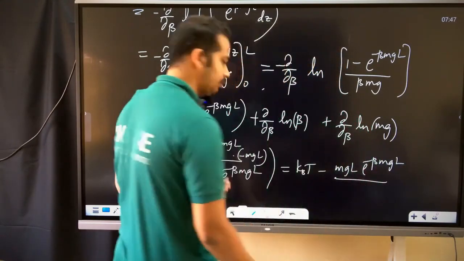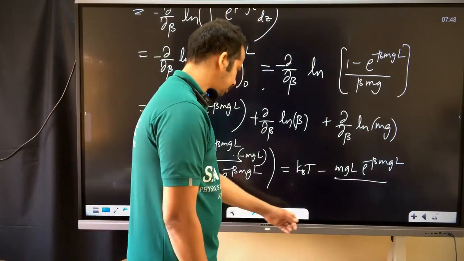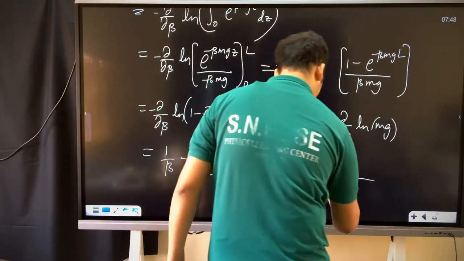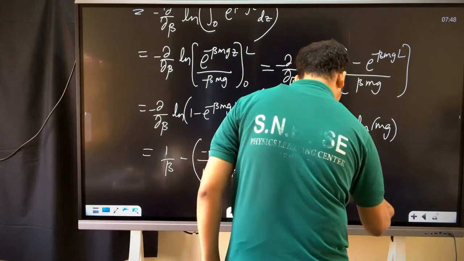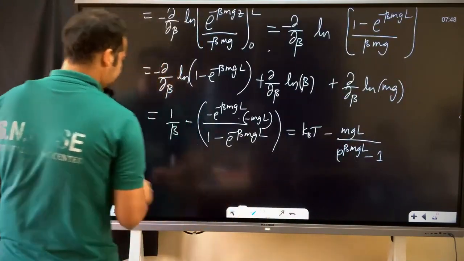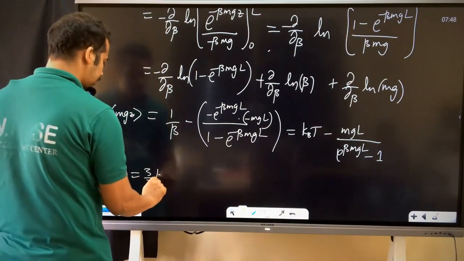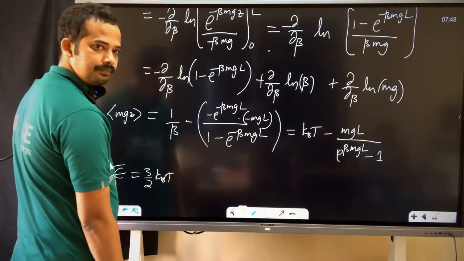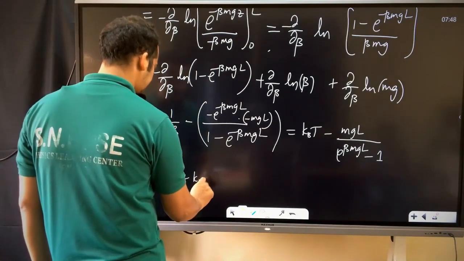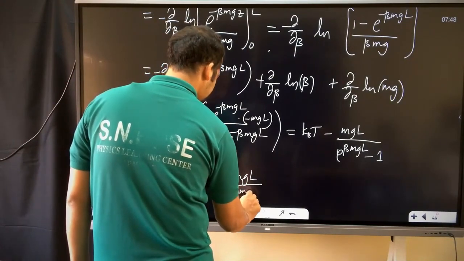If you wish, you can take it into the denominator. That is better. When you take it into the denominator, it will be e power beta mgL minus 1. So this is nothing but average mgz. Total average energy is equal to 3 by 2 kBT due to kinetic energy part, px square by 2m, py square by 2m, pz, plus kBT, that is 5 by 2 kBT minus mgL divided by e power beta mgL minus 1.